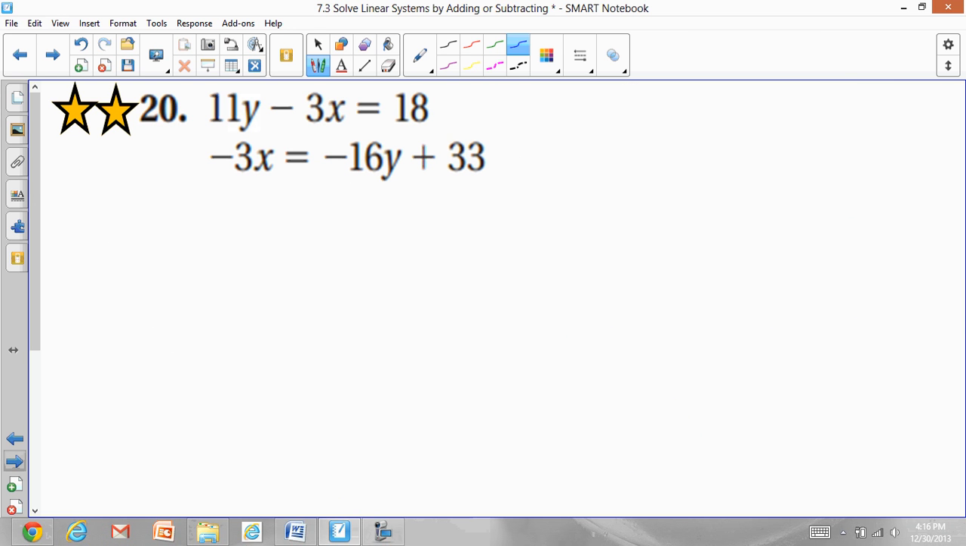Copy this question. This is the last question in 7.3. Copy this question, number 20. Now, if you look at the first equation, y and x are switching places, so I'm going to unswitch them. So I'm going to write minus 3x in the first, and this is positive 11y, so plus 11y equals 18. So I'm just switching these two places using my commutative property.